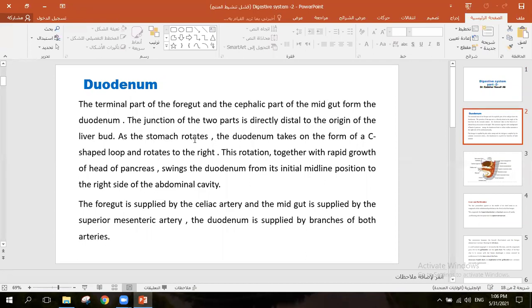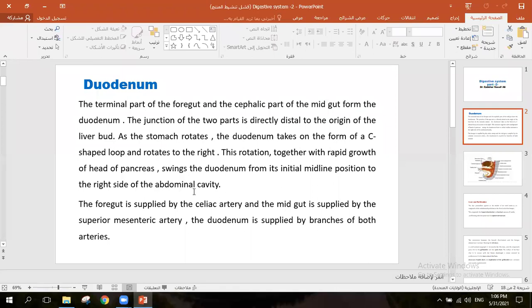When the stomach is rotated، احنا مثل ما كنا نعرف بالمحاضرة السابقة انه الاستومك راح يصير لها rotation بحيث يصير هنا pyloric part ويصير هنا caudal part. The duodenum will take on the form of a C-shaped loop and rotate to the right. Then with rotation of the stomach, duodenum راح ياخذ شكل حرف C وراح يكون rotation الى الجزء الايمن to the right. This rotation together with rapid growth of the head of pancreas will swing the duodenum. تخلي الديودينم يتأرجح from its initial midline position ويكون على right side of the abdominal cavity.